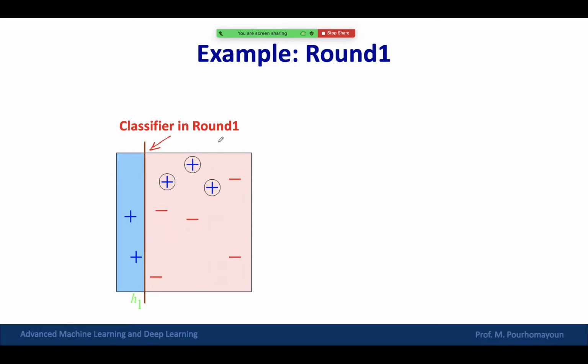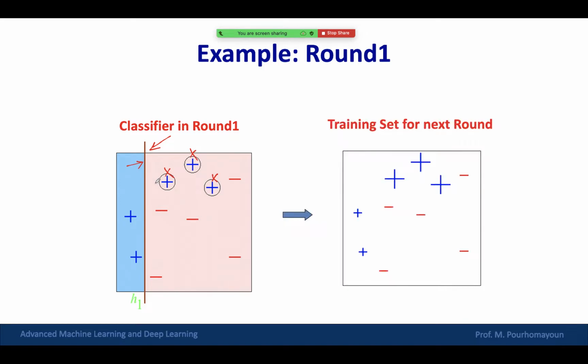This is our first classifier trained on this data set, and as you see, this is the prediction. So this model misclassified these three samples. So these three samples were misclassified by the first classifier. So we increase the weight of them. So these three have more weight now, for the next round. And now I use this data set. And by the way, the samples that were correctly classified, as you see, have less weight now.